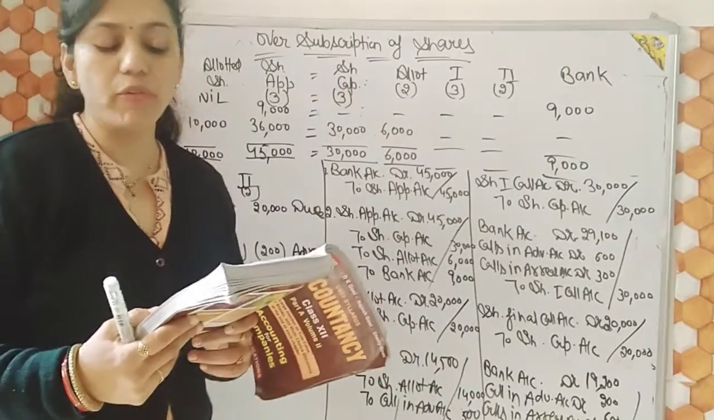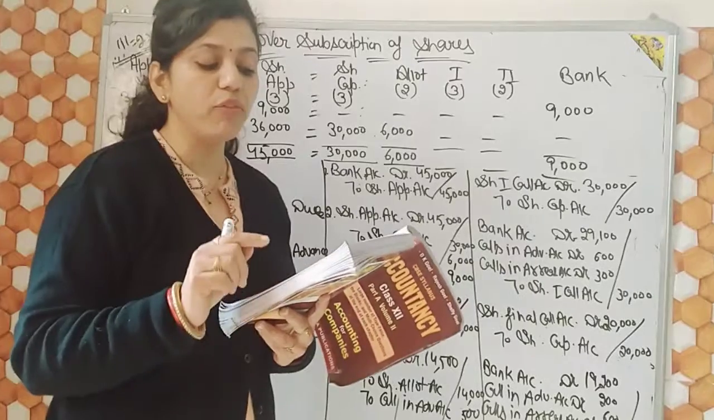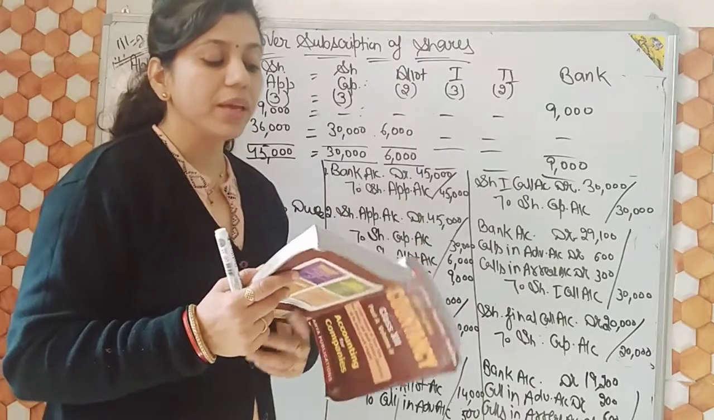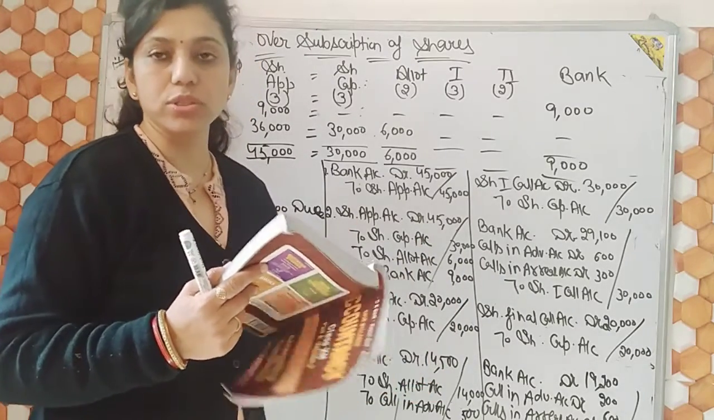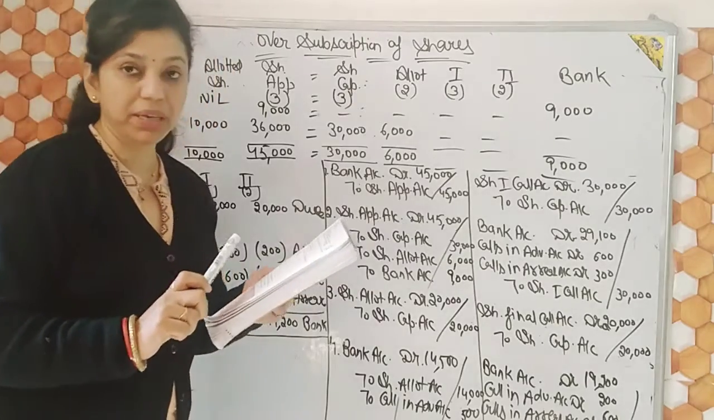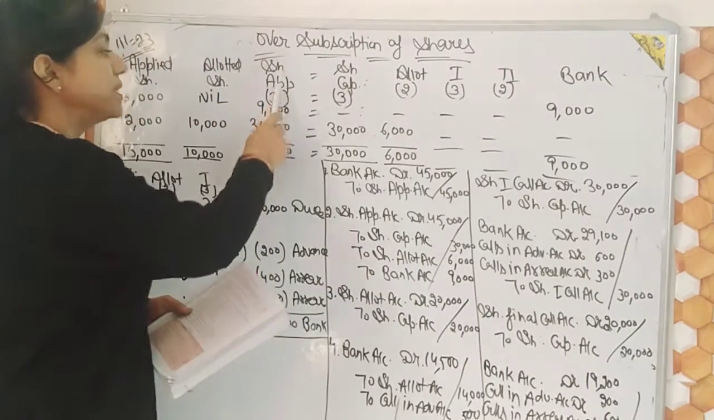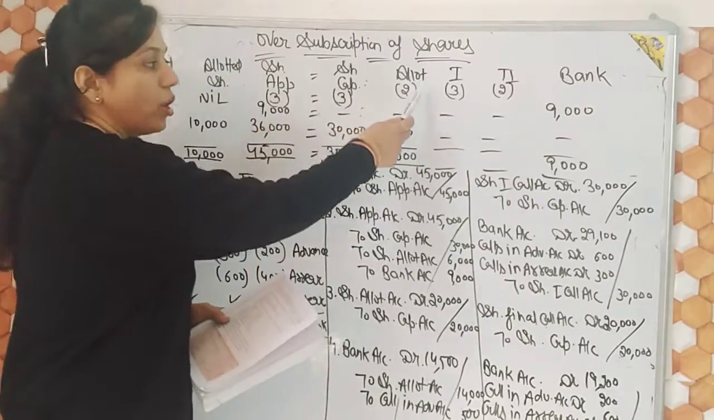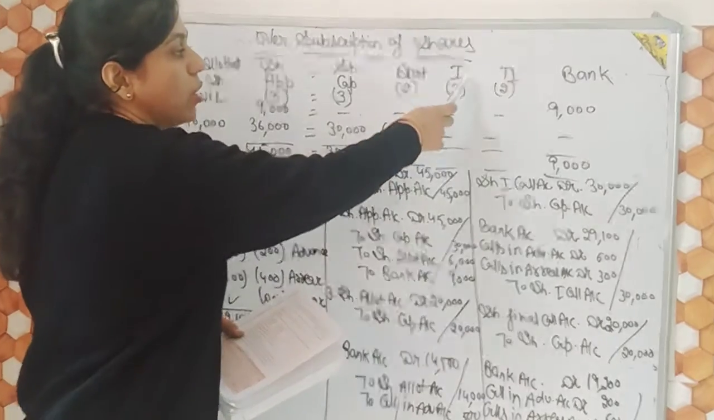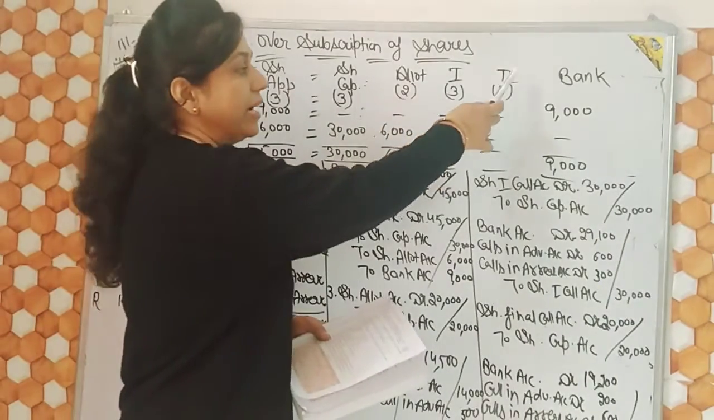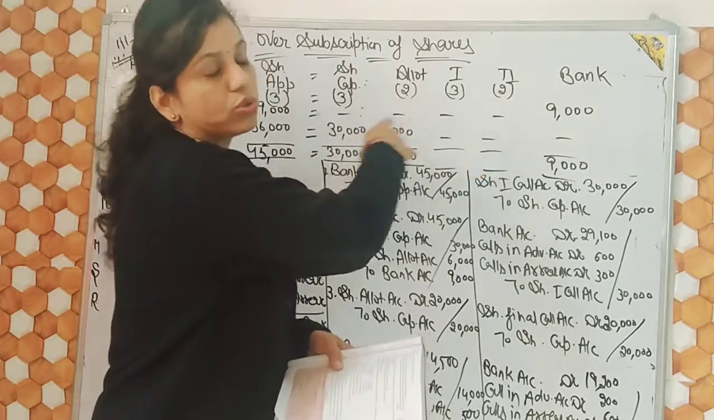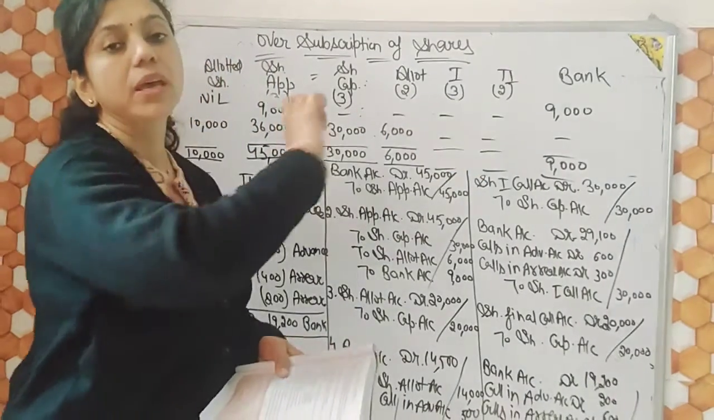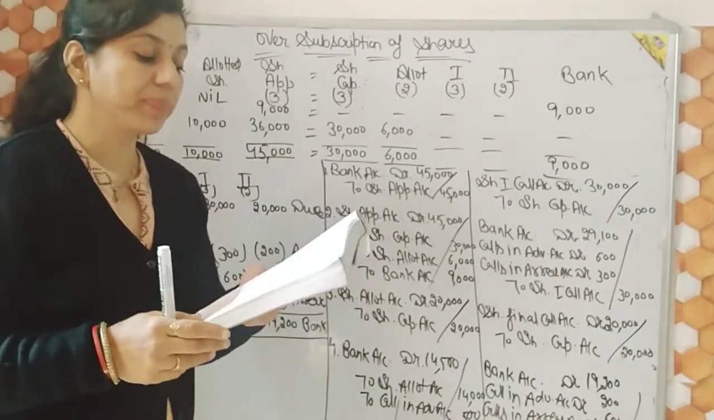A company offers 10,000 shares of rupees 10 each to the public. The amount is payable as follows. You just have to make a table. On application, rupees 3 per share. On allotment, rupees 2 per share. On first call, rupees 3. And on second call, rupees 2. So all of us just write them at the beginning of the table.